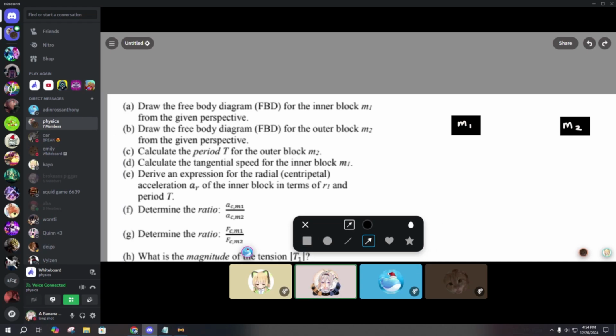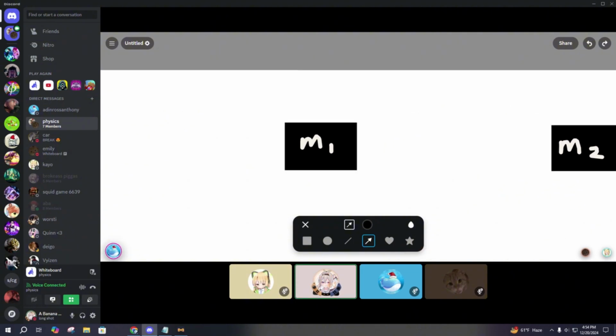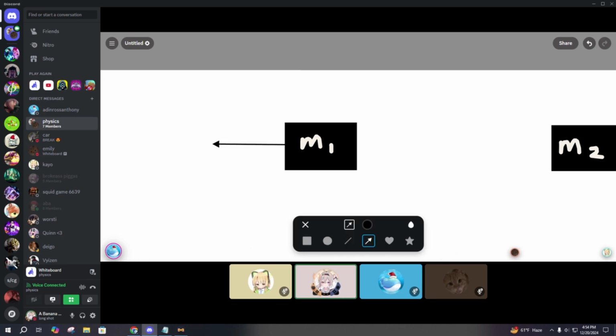They want a free body diagram for the inner block M1 with this bird's eye point of view, so I don't need to include Fn and Fg because they're not observable forces from this perspective. So I see this rope right here, T1. That's going to be a force that pulls the block inwards. So this is going to be my T1.